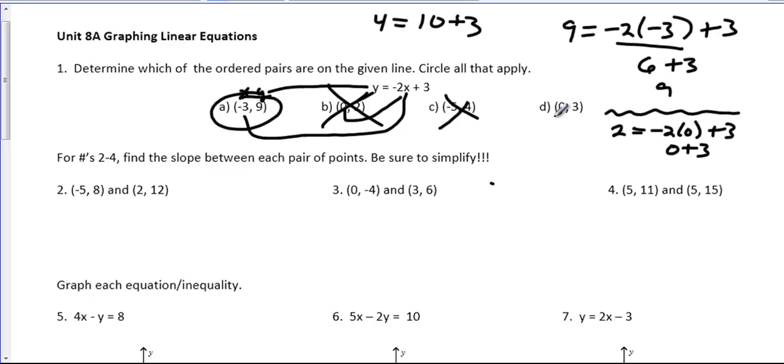Let's do the last one. My 3 in for y. Negative 2 times 0 would be 0. 0 plus 3, of course, is 3. So A and D are the two that work.